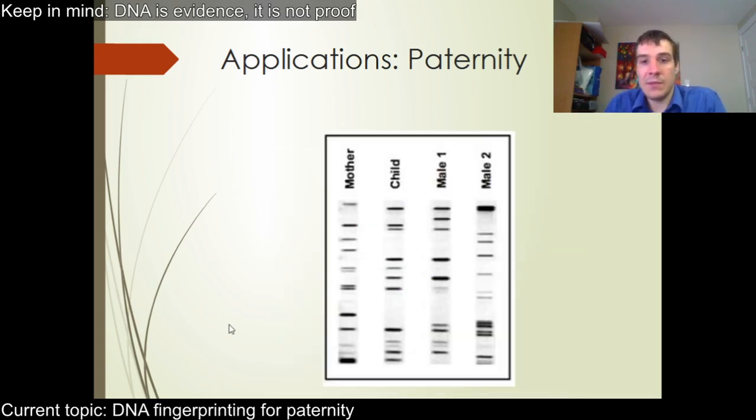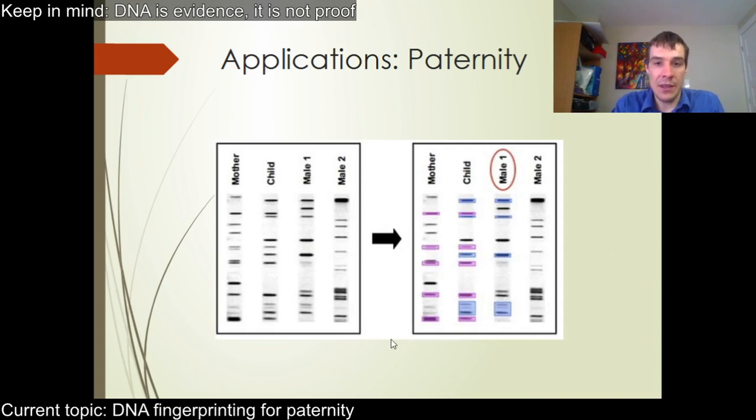All right, here's one more. These look more like real gels. Here's the mom, the child, who's most likely to be the dad. And it's probably no surprise, it's male number 1, because you see this band, that band, that band, that band, that band. It's a lot more likely to be male number 1 than it is to be male number 2. Again, you can't be absolutely sure, but it is male number 1. And you see the mom is here highlighted in purple.